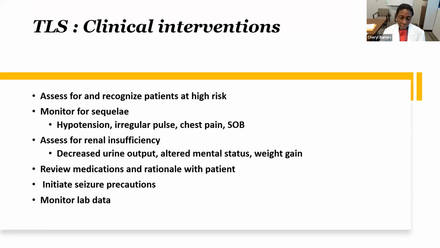So what are the clinical interventions? What do we need to know as clinicians? We have to be able to assess for and recognize patients that are high risk. We have to manage the events that happen: the hypertension, the irregular pulse, the chest pain, the shortness of breath. And as you can see, this can be mimicked by anything. You could go into a cardiac dysrhythmia for something other than tumor lysis.